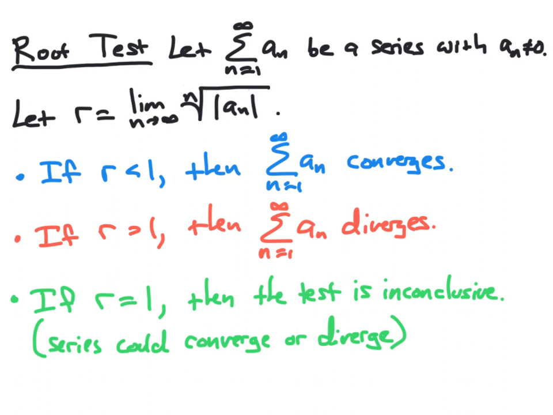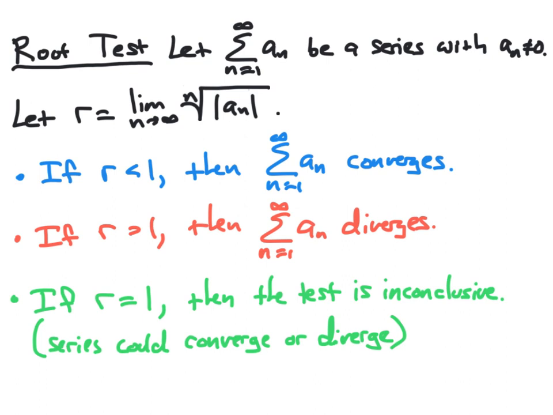So here for the root test, we again have a series a sub n with term a sub n where we have non-zero terms. And r is now going to be the limit as n goes to infinity of the nth root of the absolute value of a sub n. So we take our nth term, we take the absolute value to make sure it is a positive number, and then we take the nth root, and then take the limit as n goes to infinity of that quantity, and that is our number r that we're going to use in this test.